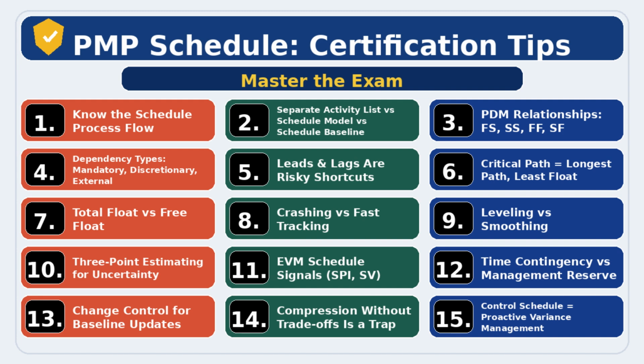Change control for baseline updates. You don't update the baseline because someone is unhappy. A scenario. Sponsor wants new finish state. What do you do in this situation? You need to raise a change request, do an impact analysis, get the approval, and then finally perform the updates.